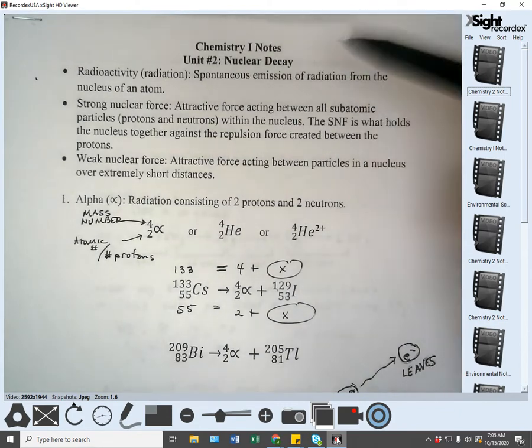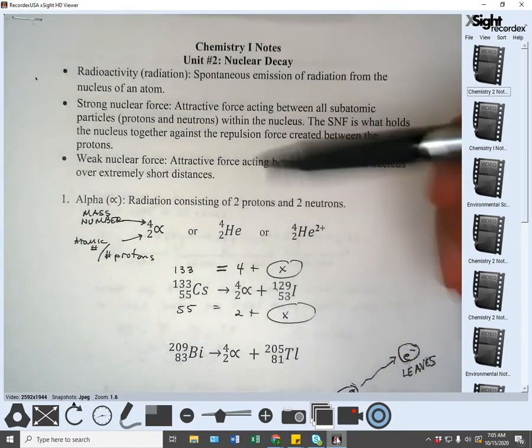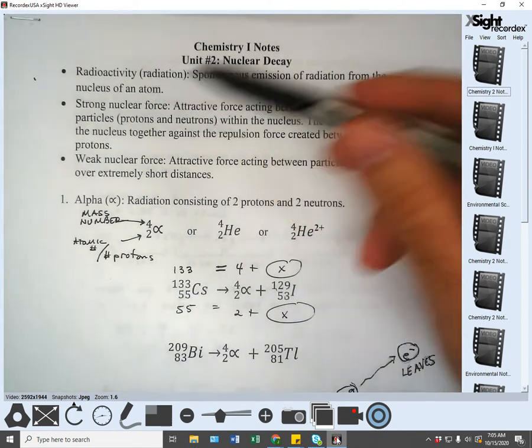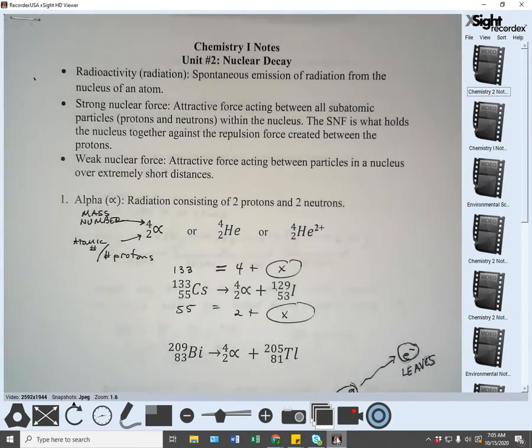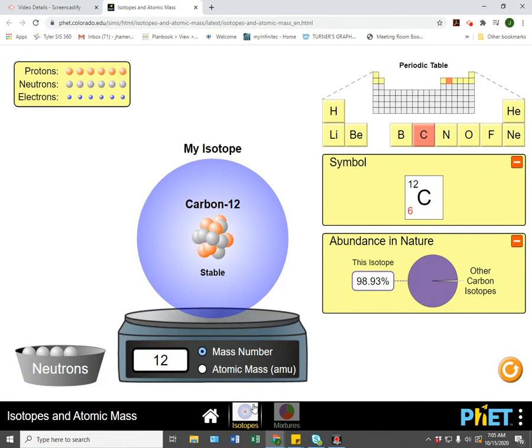Okay, so radioactivity or radiation is spontaneous. That means it just kind of happens on its own. Emission, that's giving off, of radiation from the nucleus of an atom. So the first thing we have to sort of think about is what's going on inside the atom. Well, if you look at the PhET stuff that you guys played around with the other day, we've got in the atom, there's protons, neutrons, and electrons. Electrons are not in the nucleus. They're outside in the electron cloud. The protons and neutrons are in the nucleus.